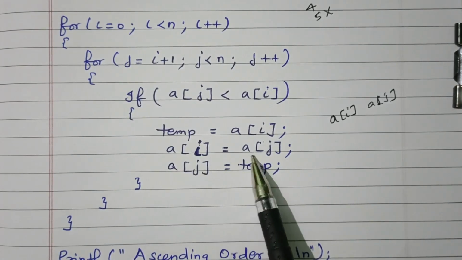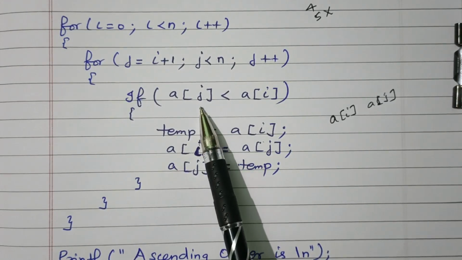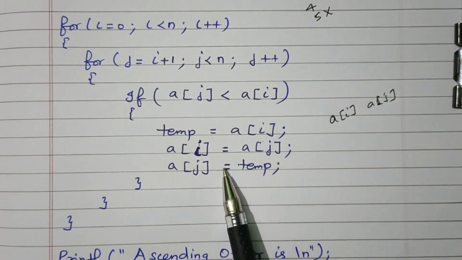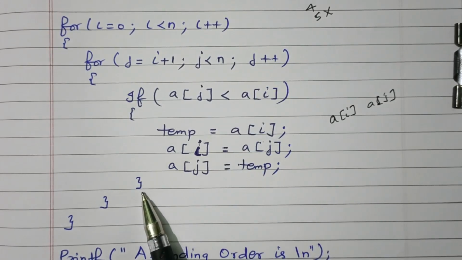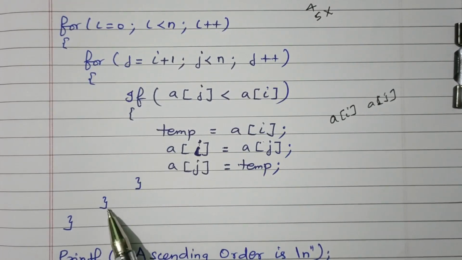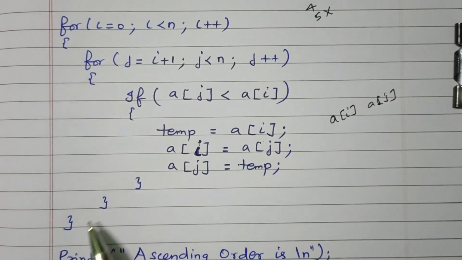Now the first number and second number are interchanged only if the second number is less than the first number. Otherwise this process will not happen, right? So this is the inner for loop, this is the if condition. This brace is for the inner for loop, and this is for the outer for loop, right?